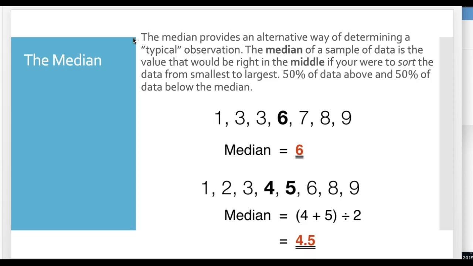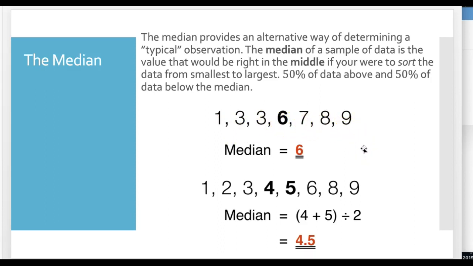So pretty much you have your data, you sort it from smallest to largest, and the median would be a number such that 50% of the observations would be above this number and roughly 50% would be below. So here are just two very simple examples of how we compute the median. There's no real formula for it. It's more of just a procedure. So here we have ordered these observations from smallest to largest. We go from 1, 3, 3, 6, 7, 8, 9.